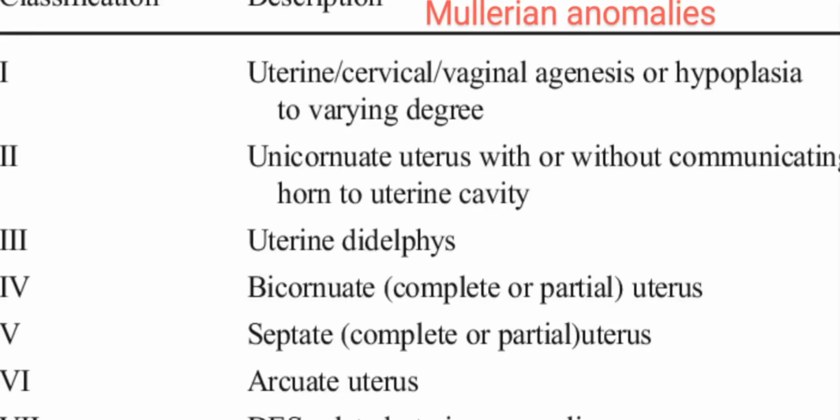unicornuate uterus. Then third is didelphys. Four is bicornuate. Five is septate. Six is arcuate. And seven is DES, diethylstilbestrol related uterine anomalies. First comes agenesis, second is unicornuate, then didelphys. After unicornuate comes didelphys, not bicornuate; after that bicornuate comes, then septate, then arcuate, and then DES related uterine anomalies.